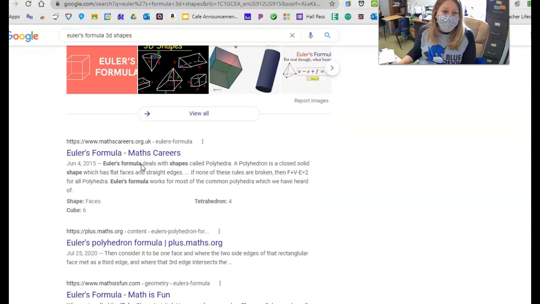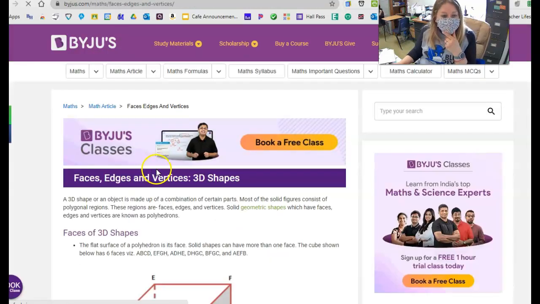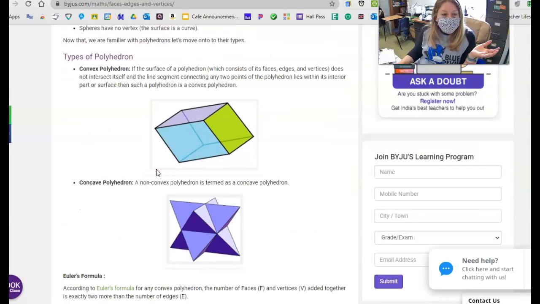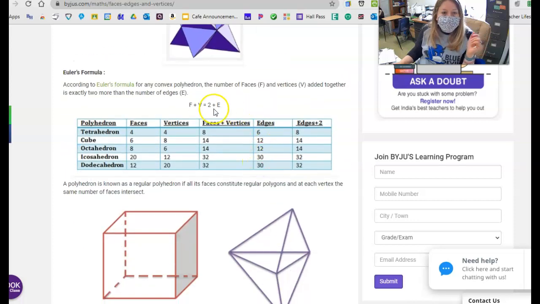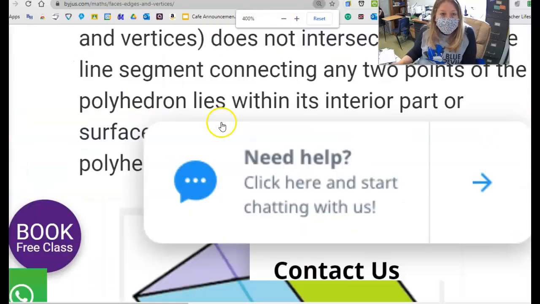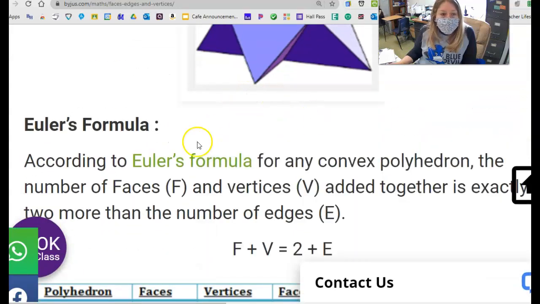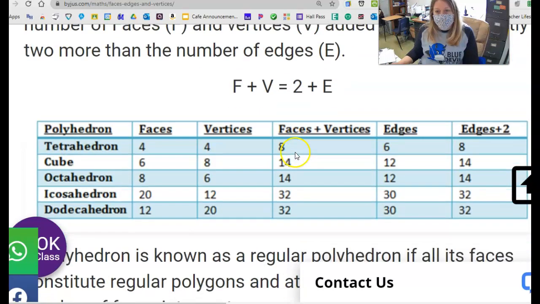I don't want a video. Here we go. Faces, edges, three shapes. Here's Euler's formula right here. I don't need help. Go away. Faces plus vertices equals 2 plus edges. That's the formula.